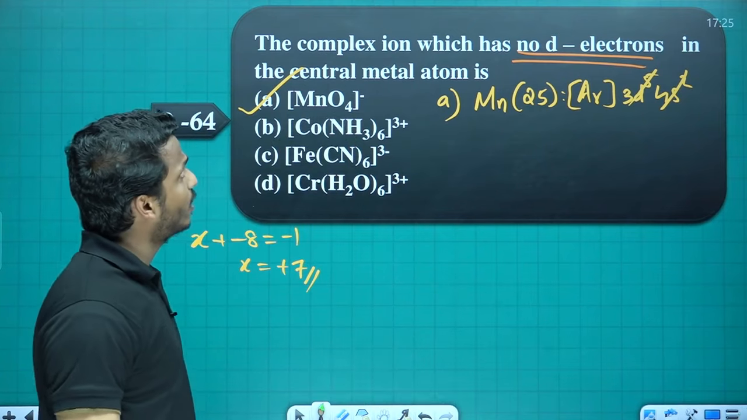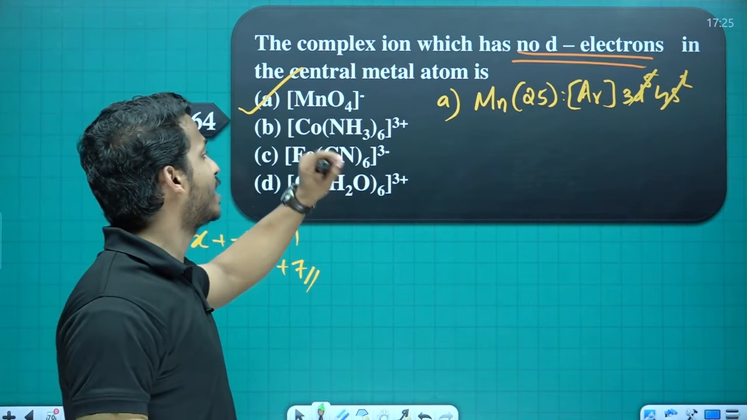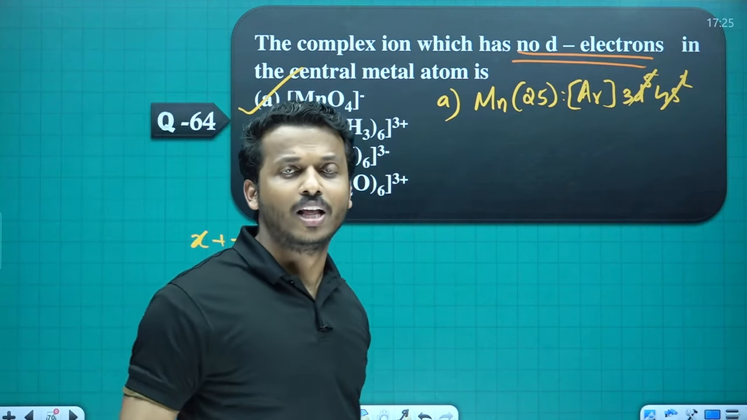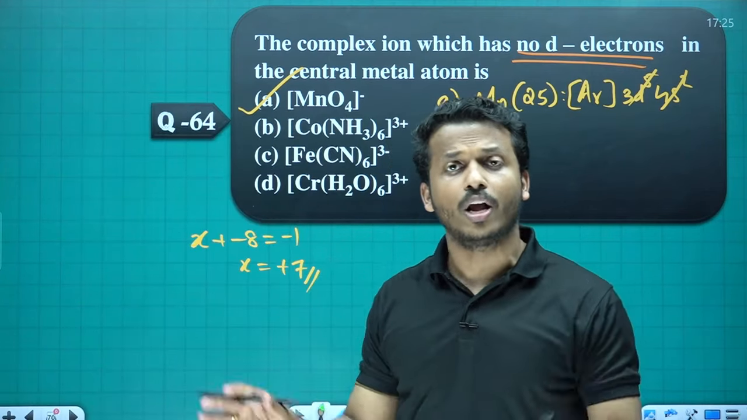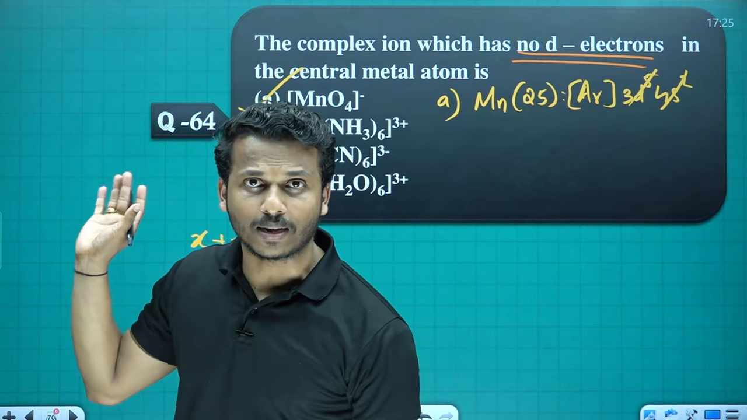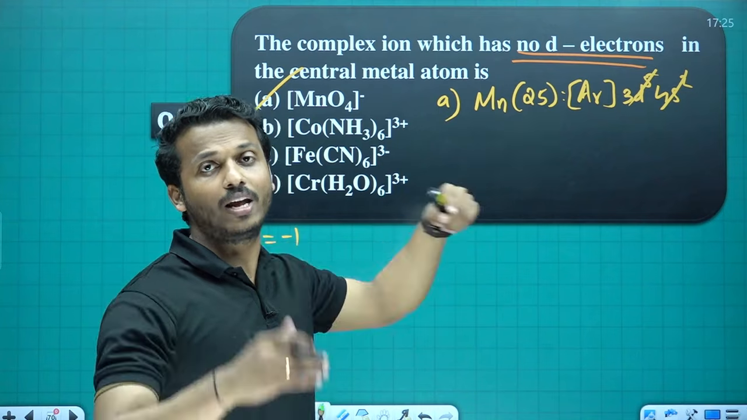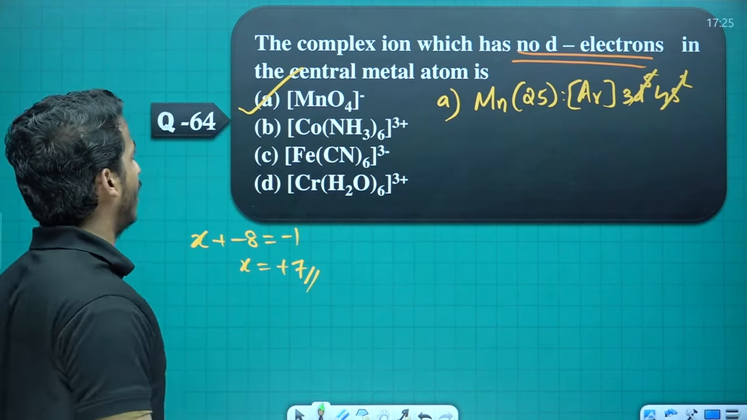What is the question, my dear? Once again, the complex ion which has no d electrons is, no d electrons means what? The d orbital contains no electron. Here Mn is the central metal atom. Mn charge is +7. +7 means all those 2 and 5, 7 electrons are gone. There is no d electron.